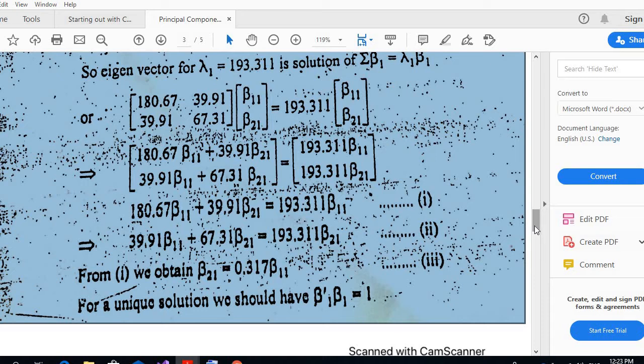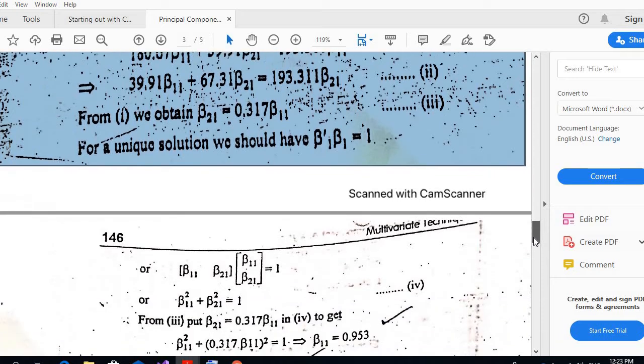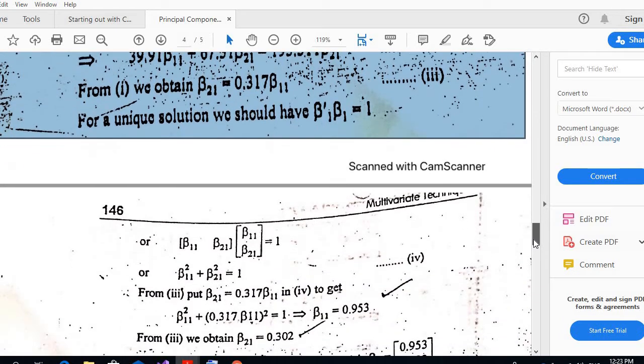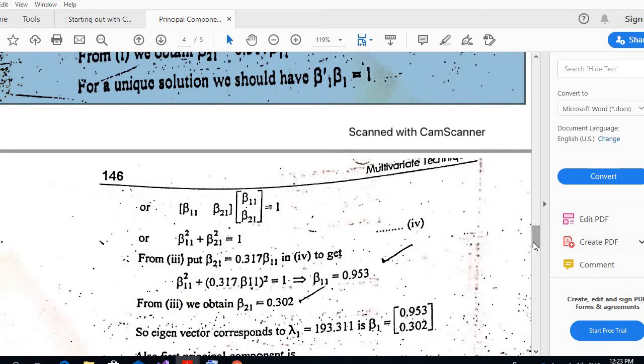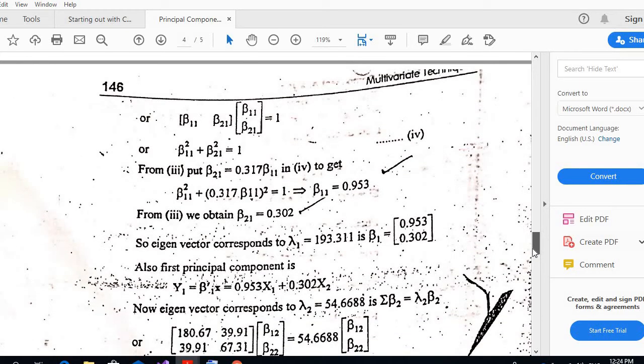For a unique solution, we know that beta 1 transpose into beta 1 is equal to 1. So we have beta 11 and beta 21, multiplied by beta 11 and beta 21 after taking the transpose of this matrix, equal to 1. After solving, we have beta 11 square plus beta 21 square is equal to 1. Replacing the respective value of beta 21, beta 21 is equal to 0.317 beta 11, the whole square. Solving this equation, we have beta 11 is equal to 0.95853, and similarly beta 21 is equal to 0.32.